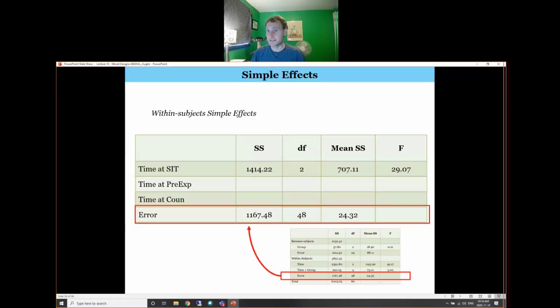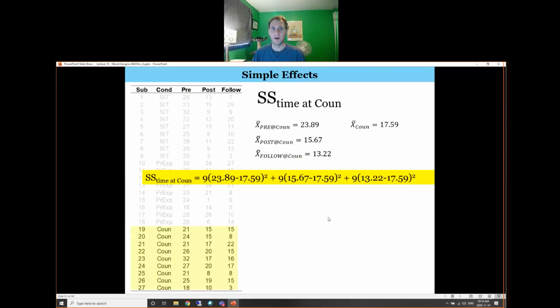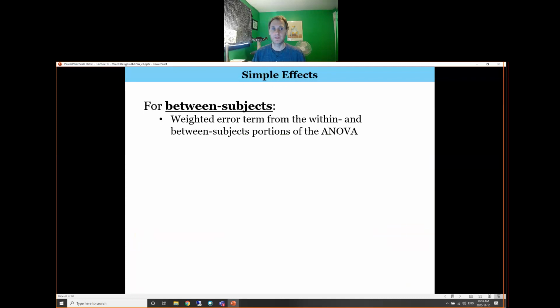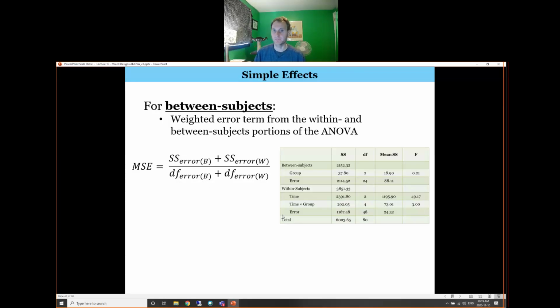I'm going to go back a minute. With the within subjects test, that's what we did. When I wanted my error term for my within subjects test, I just pulled it directly from the omnibus table. But for my between subjects test, that's not the case. Instead, we need to compute a weighted mean squared error as a function of our sums of square from our error terms of both our between and within parts of the model. I've indicated with B and W, between and within, as well as our degrees of freedom from the between and within parts of the model.